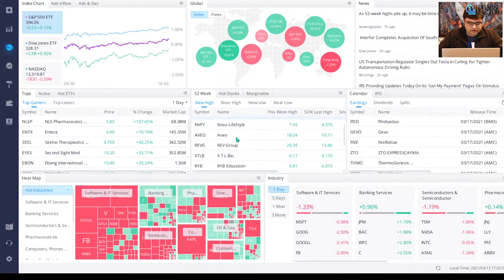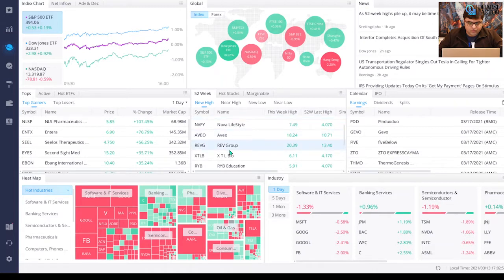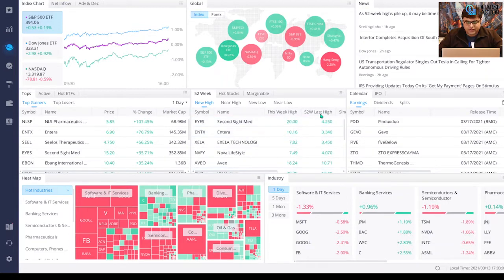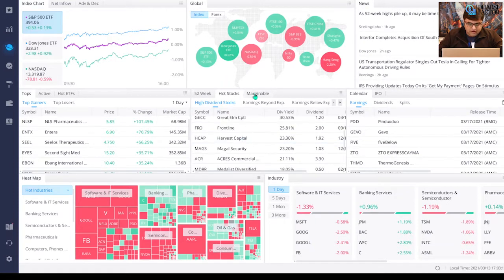And then these are the 52-week highs, what stock is performing well: AVO, RG, XT, LB. These are the things which you will come to learn this week, and then in 52 weeks which has gone higher and how things are going on. Then there is a screener for hot stocks. You can try and see, these are absolutely good.